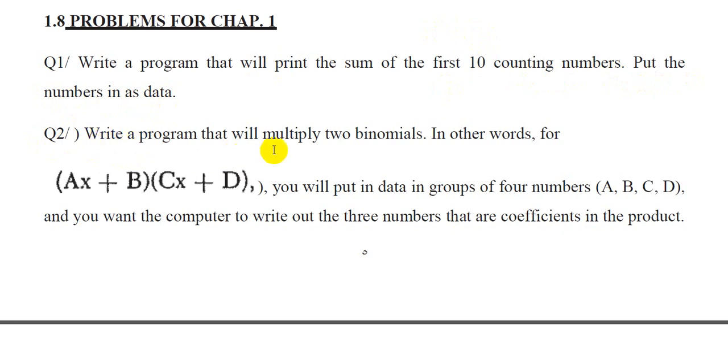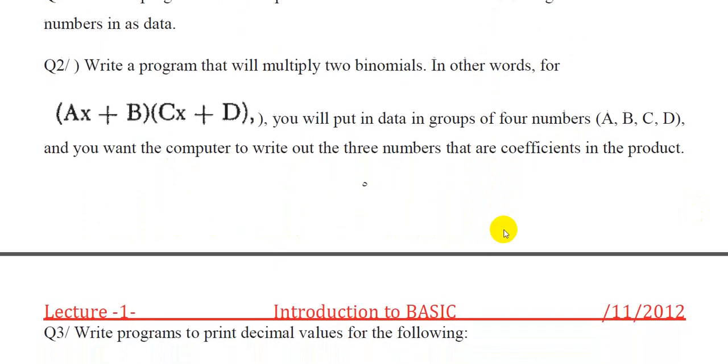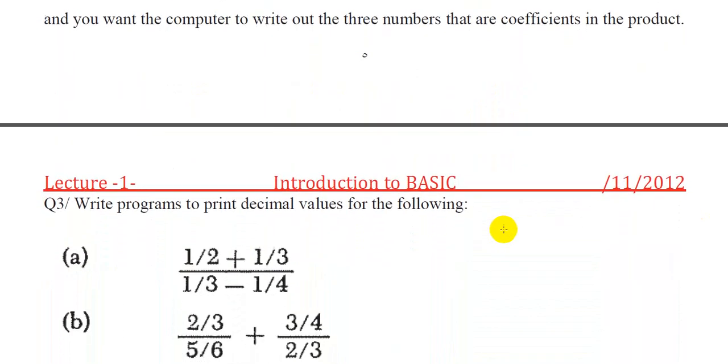Write a program that will multiply two binomials, in other words, AX plus B times CX plus D, as you can see. You will include the data in groups of four numbers, A, B, C, D, and you may want the computer to write out the three numbers, or three digits, that are the coefficients multiplied, or even visualized by the product.